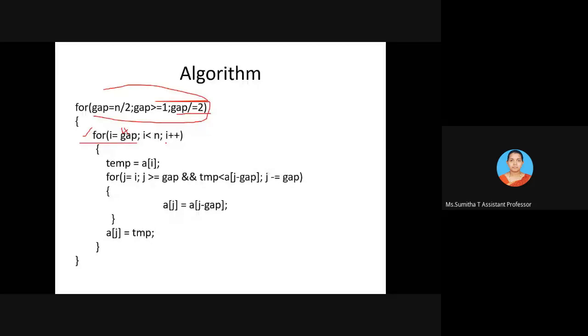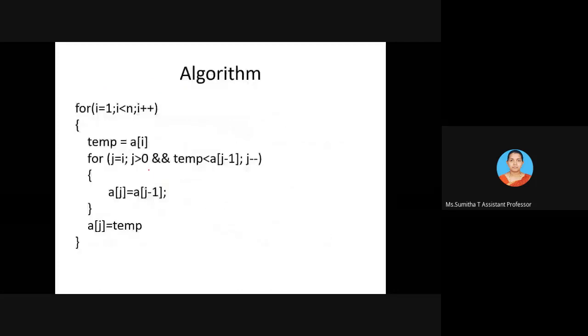A of i is nothing but a of 4. Is it clear? This is the gap element, i equal to 4. So I can set temp equal to a of 4. I check with the condition, the same thing we did in the insertion. j equal to i, and j greater than or equal to gap, and then temp.